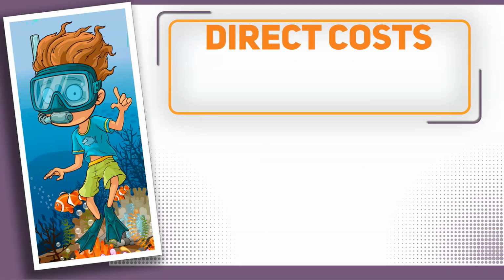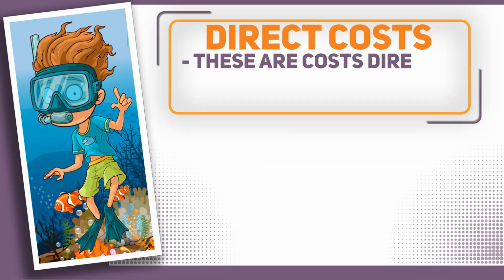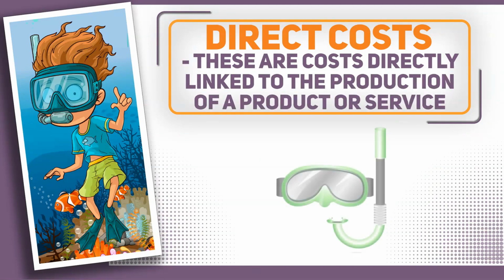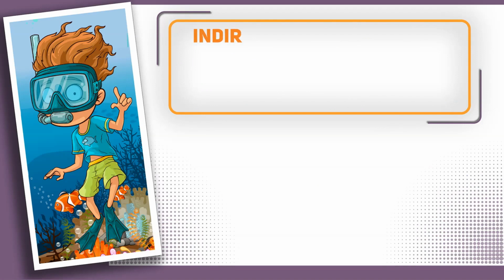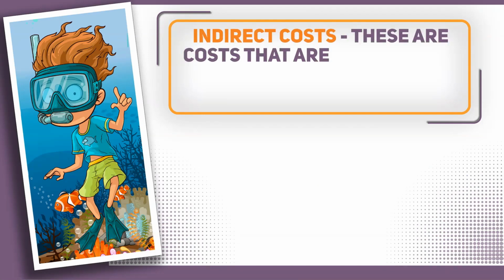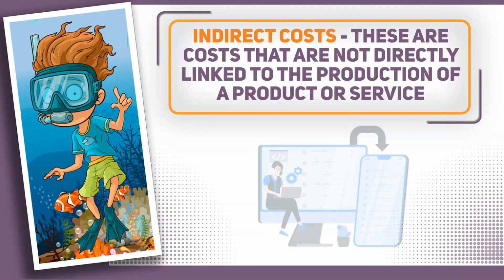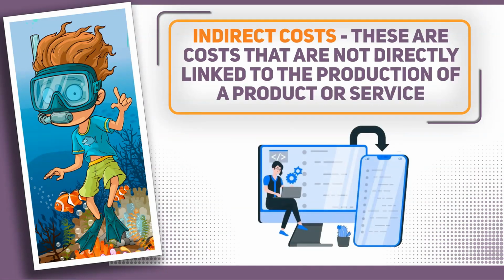And then there's direct costs. These are costs directly linked to the production of a product or a service. For Josh's diving school, the cost of the diving gas used by his customers when they are on their dives will be a direct cost, as it's linked to the service that he provides. And then there's indirect costs. These are costs that are not directly linked to the production of a product or service. In Josh's business, this could include the costs of running his website.